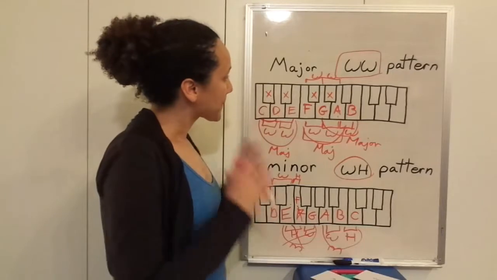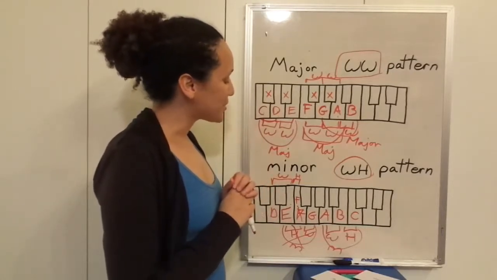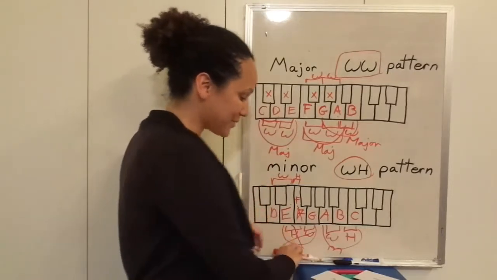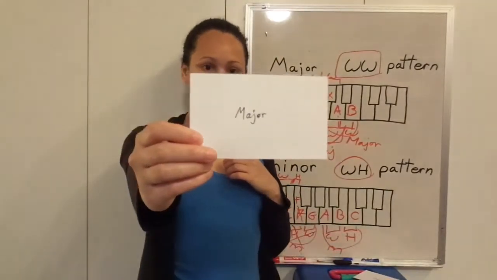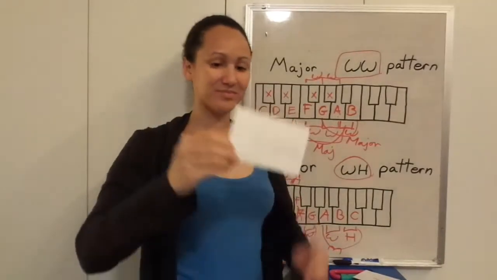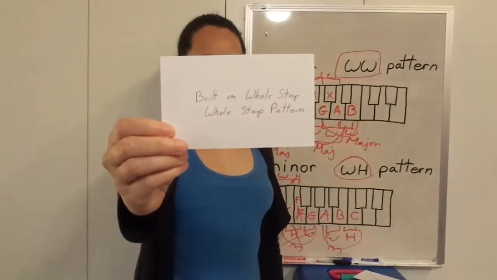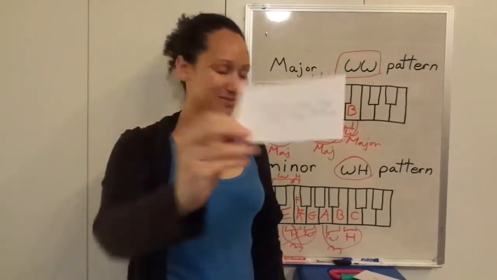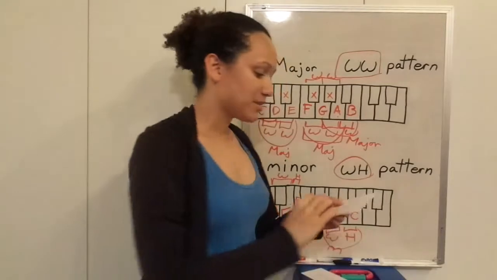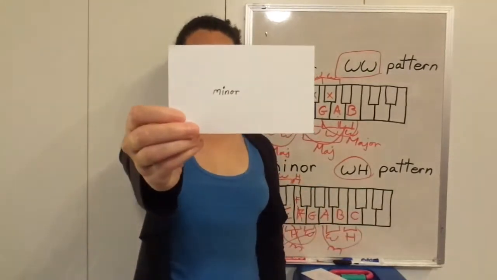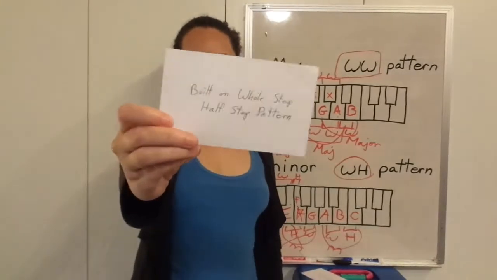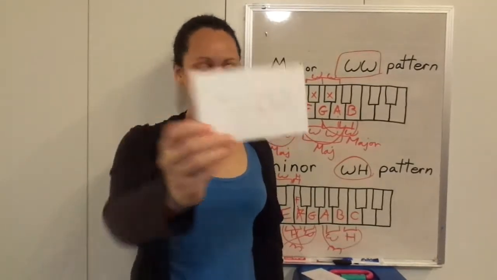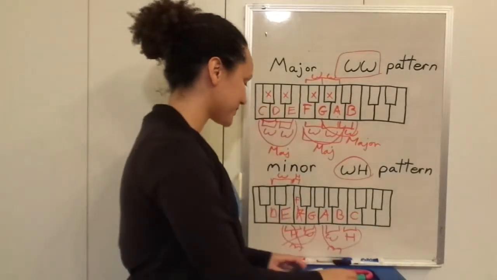So, when you're taking out your flashcards, take 2 blank ones. On one, put major, built on a whole step pattern, and the other, minor, built on a whole step, half step pattern, so a little bit smaller.